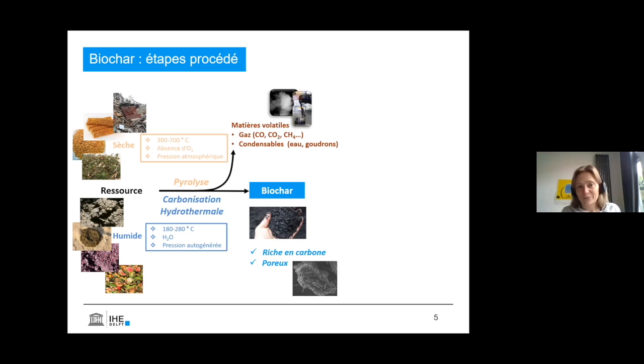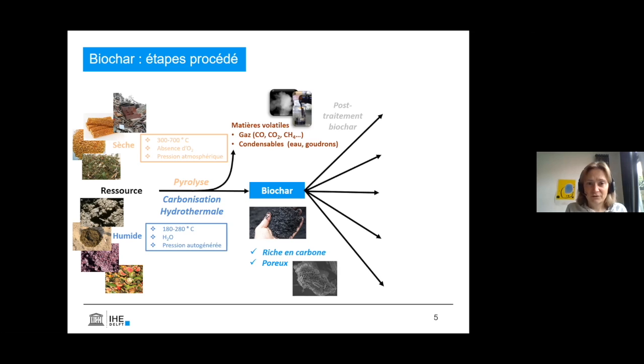Now, be it pyrolysis or hydrothermal carbonization, I will use the term HTC. Biochar will be submitted to a post-treatment to improve its structure, its density. It could be thermal post-treatment, or it could be mechanical post-treatment to improve the density, the pelletization, based on the applications or the end purpose.